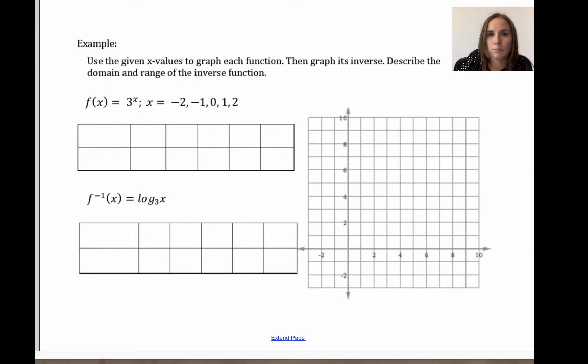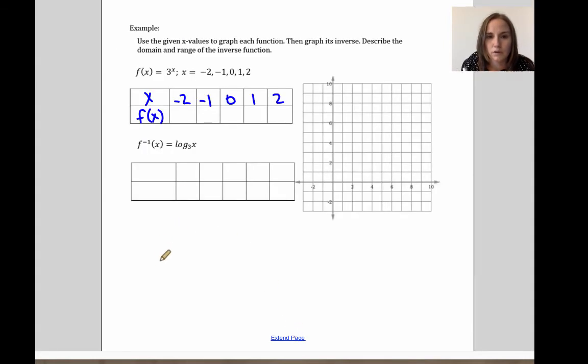I'm going to use my blue and my red. So if this is x, this will be f of x. F of x is the same as saying y. I'm going to plug in my x values that I'm given: negative 2, negative 1, 0, 1, and 2.